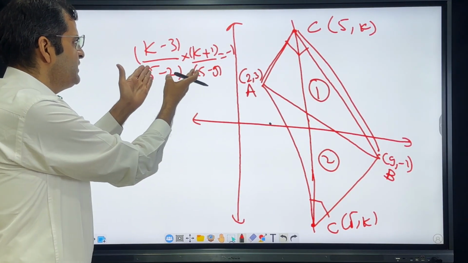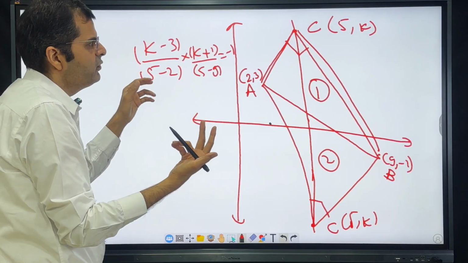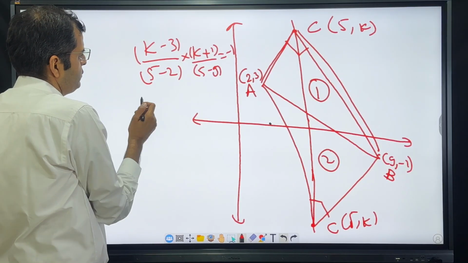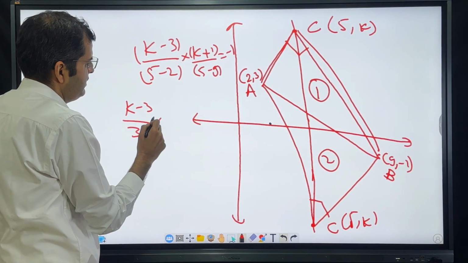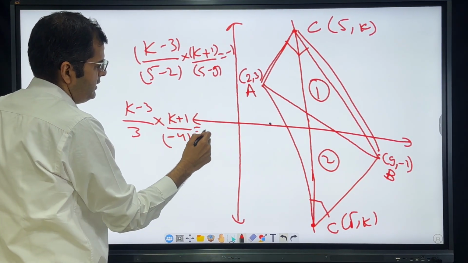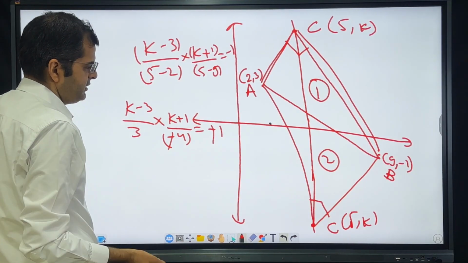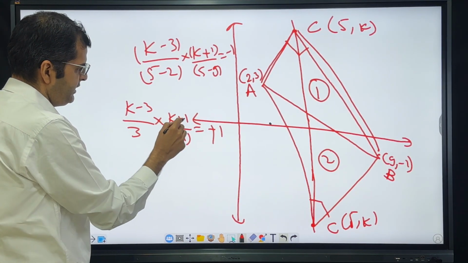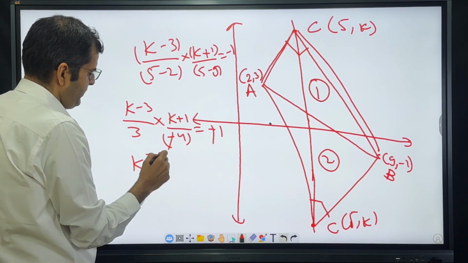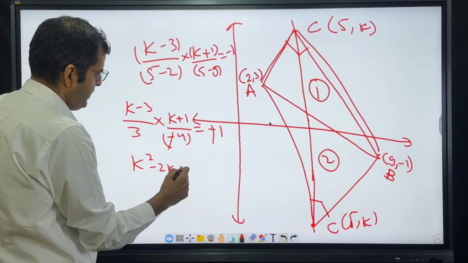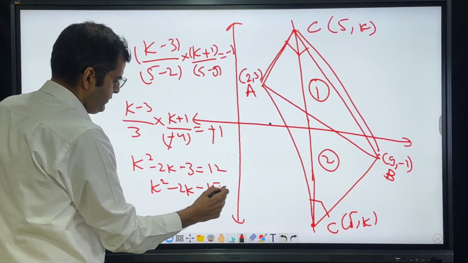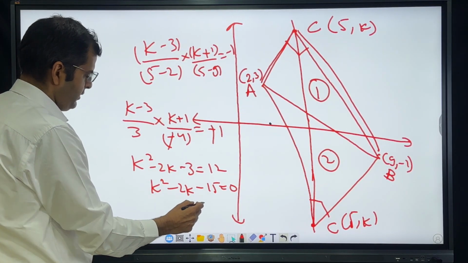So as soon as I see, this is a quadratic. Quadratic will give me two values of k. One will be here, other will be here. Okay. So to solve this, 5 minus 2 is 3. This is (k minus 3) by 3 into (k plus 1) divided by -4 is equal to -1. So this minus goes away. So I am left with (k minus 3) into (k plus 1) equals 12. That is k square minus 2k minus 3 is equal to 12, or k square minus 2k minus 15 is equal to 0. Okay, so this is a quadratic I get.